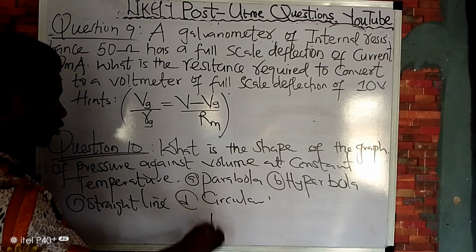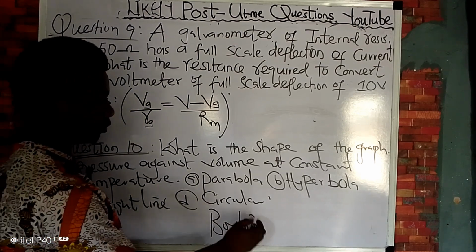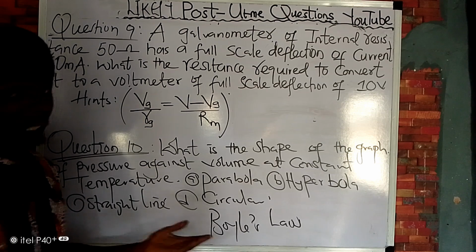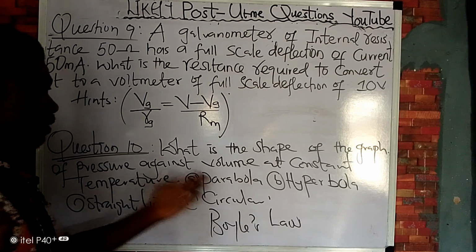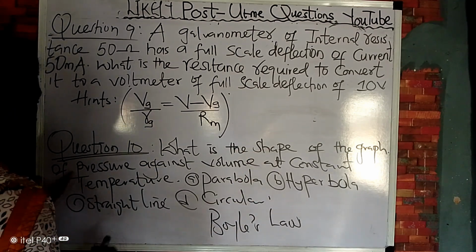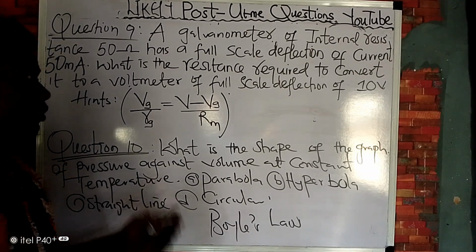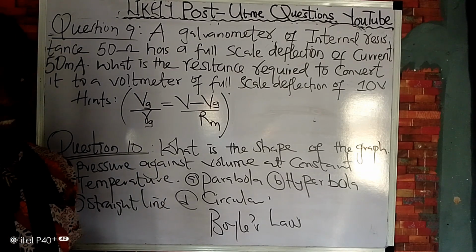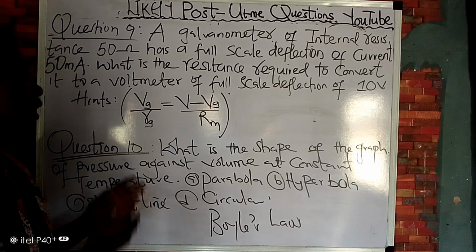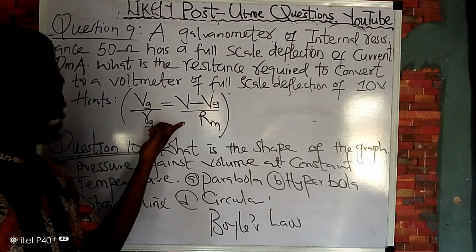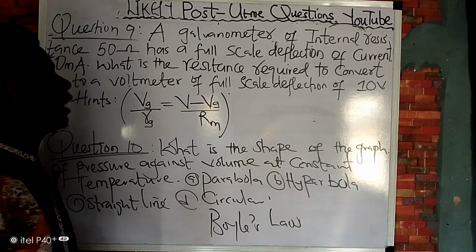That should be referring to Boyle's law, okay? Boyle's law. So the graph of Boyle's law is best described as what? Is it parabola, hyperbola, straight line, or circular? I'm leaving this question for you. Send me your answer in the comment section. Now this one is a conversion of galvanometer to voltmeter, and then you have hints to the formula. This formula will guide you.